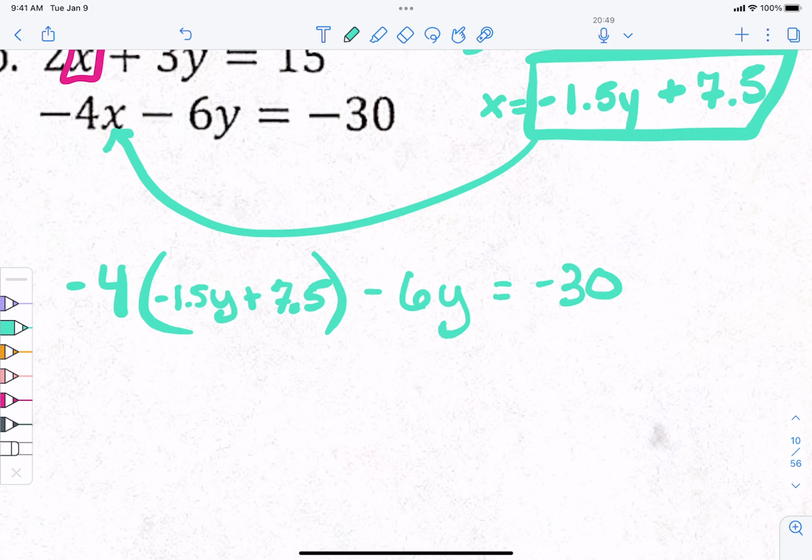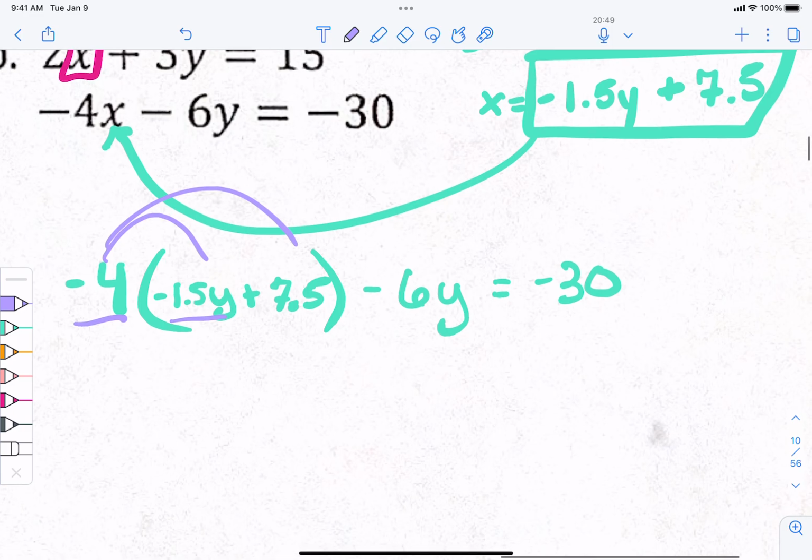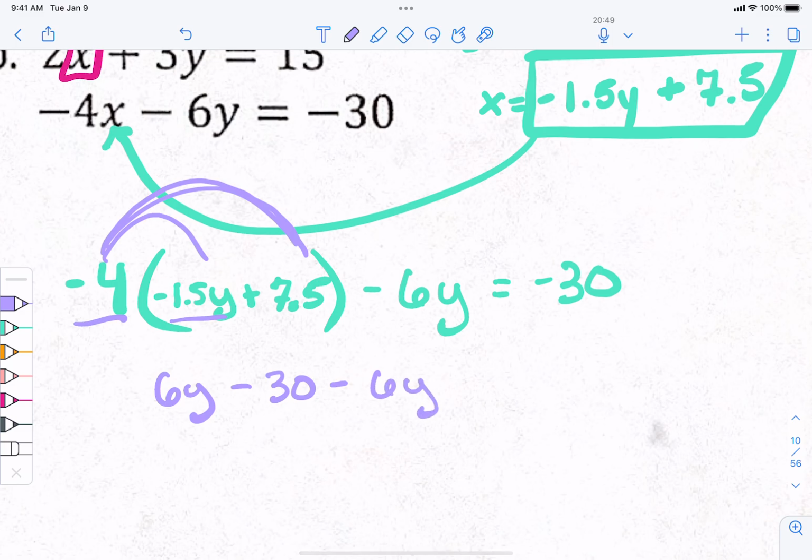Okay. All right, and then what? You just distribute the 4. Yes, exactly. Distribute the 4. So what's negative 4 times negative 1.5? 6y. Yeah, positive 6y. And then what's negative 4 times a positive 7.5? Should be like negative 30. Okay, minus 6y equals negative 30.